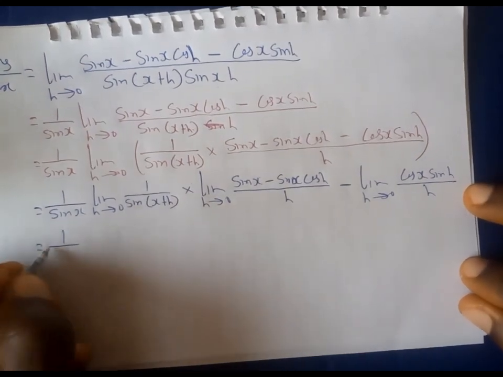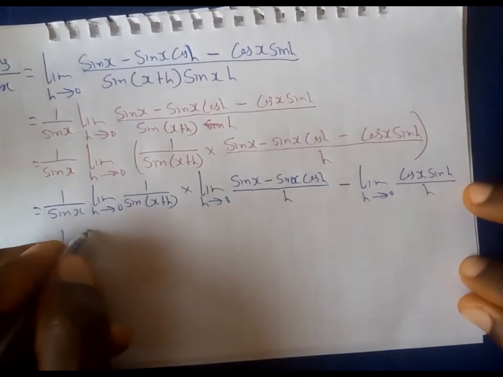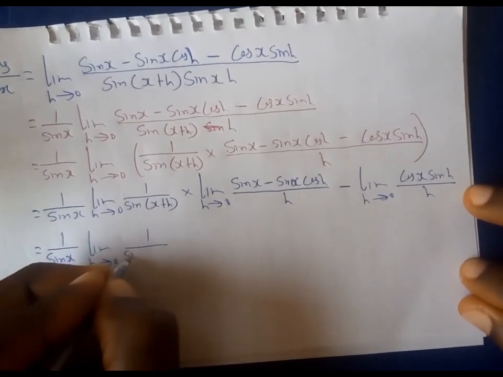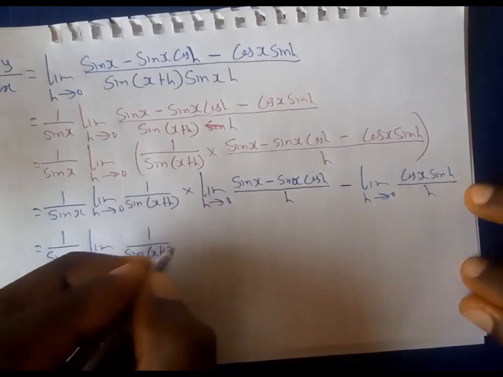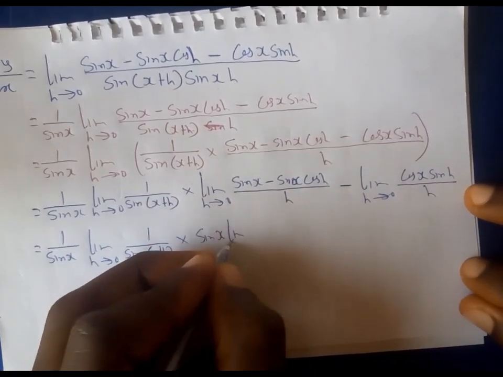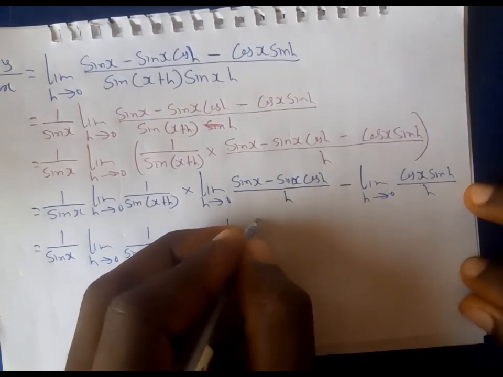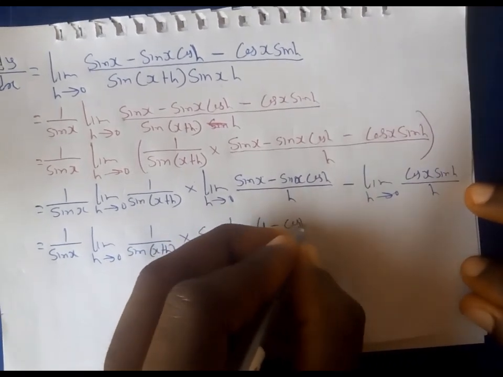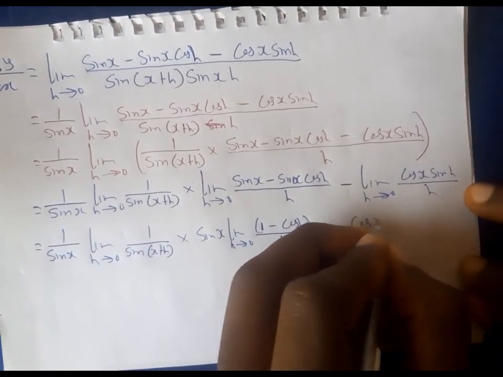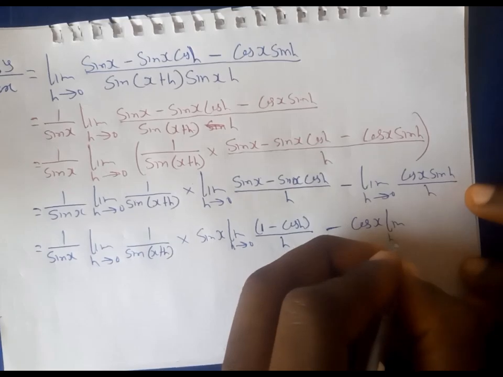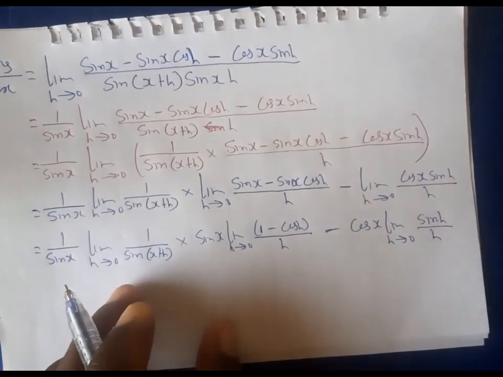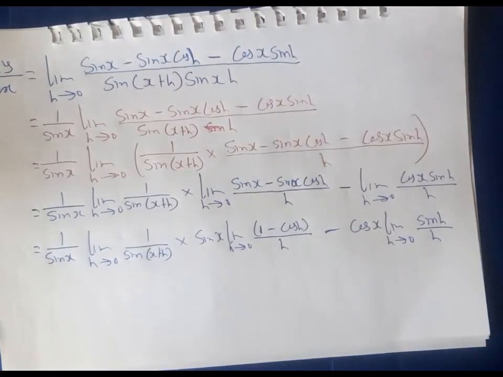So we have 1 over sin x times the limit as h approaches 0 of 1 over sin(x + h), times sin x multiplied by the limit as h approaches 0 of 1 minus cos h, all divided by h, minus cos x multiplied by the limit as h approaches 0 of sin h over h. Good. Now at this point we can proceed on making our substitution.